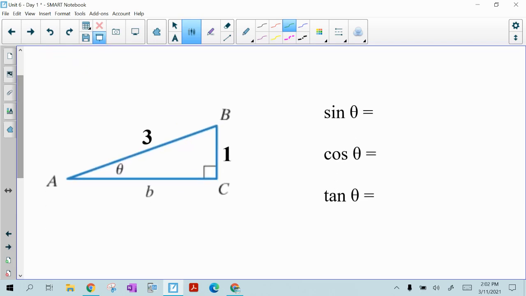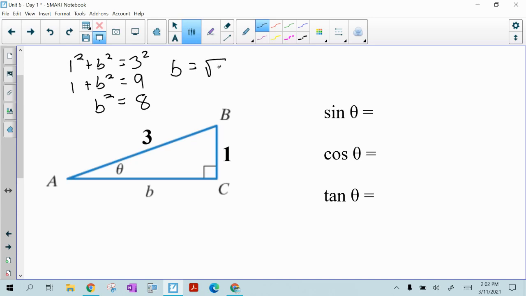Looking for our missing side, and unfortunately this one is not a Pythagorean triple, so I'll have to probably use the full Pythagorean theorem, which is going to get me 1 squared plus b squared equals 3 squared. Okay, 1 plus b squared is going to get me 9, and so b squared is going to be 8. So I'm looking at a b value that is the square root of 8. Now, for our purposes, we are not going to try and simplify the radical. We just don't have time in the year right now. But what we can do is still try and find the ratio of sides.